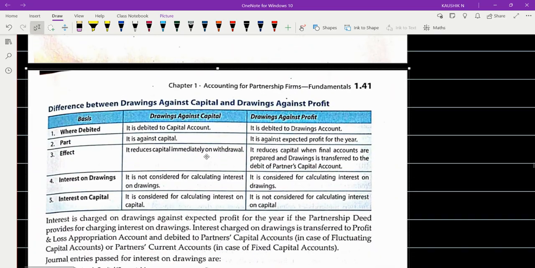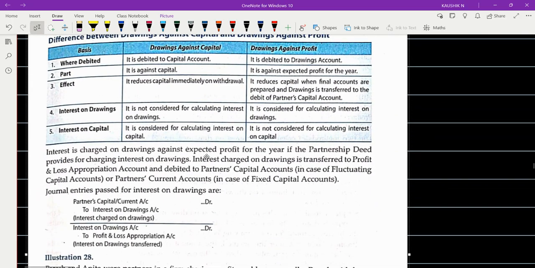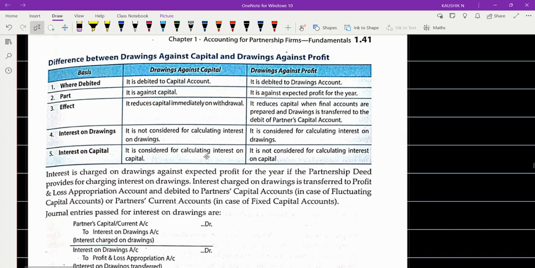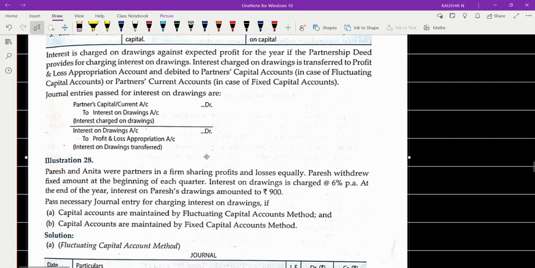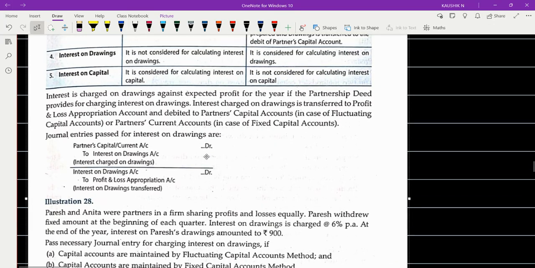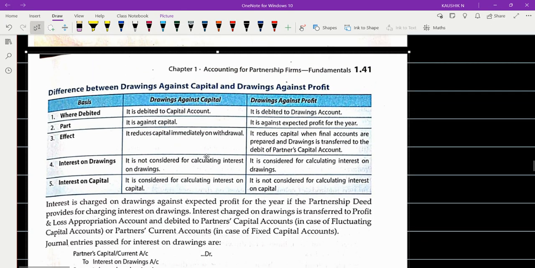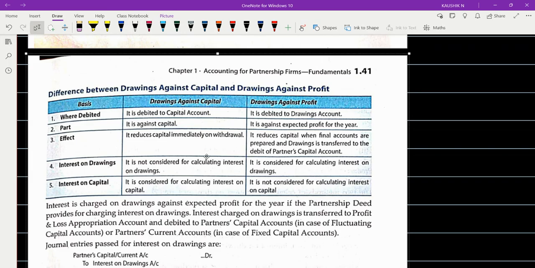You have been given a distinction also based on that. Probably you can have an idea about these two distinctions, and then we'll discuss the problems, calculation of interest on drawings and everything in our next session. If you have any doubt up to this concept, you can get it clarified. If there is nothing, then we'll close the session. Any doubt?